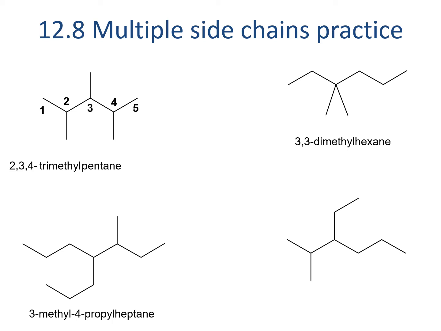The final molecule is 3-ethyl-2-methylhexane. Notice that the numbers sometimes end up out of order because the groups are always listed in alphabetical, not numerical order. So even though the ethyl comes with 3, the 3 comes first because ethyl comes first alphabetically.